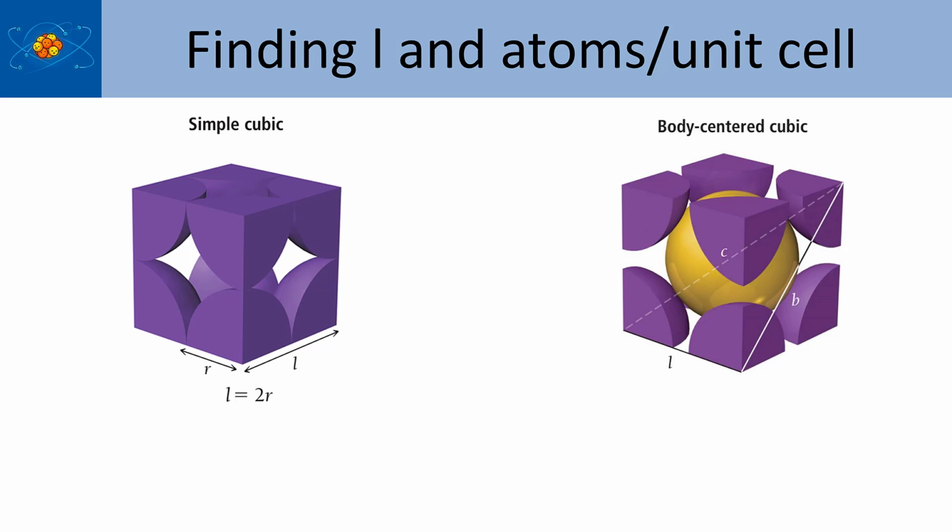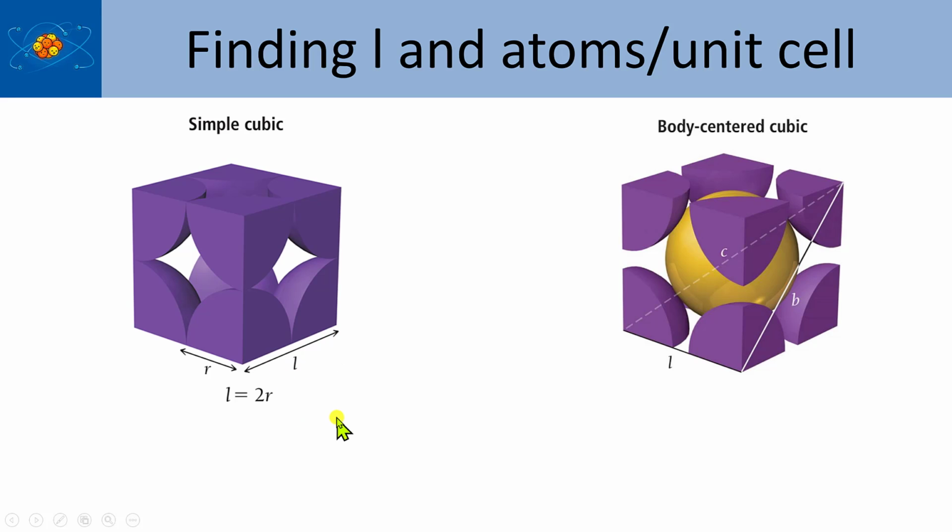So here we have two examples of unit cells. These fall in the family of cubic unit cells. The angles at the corners are all 90 degrees, and the lengths of the edges are all the same. So we'll call that unit cell length L, right?